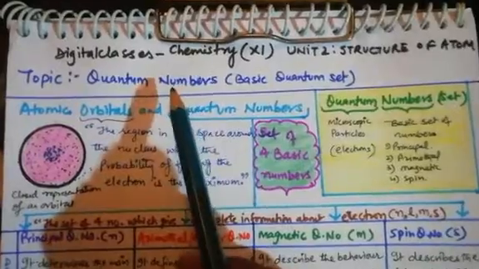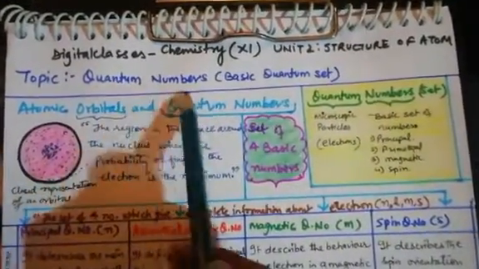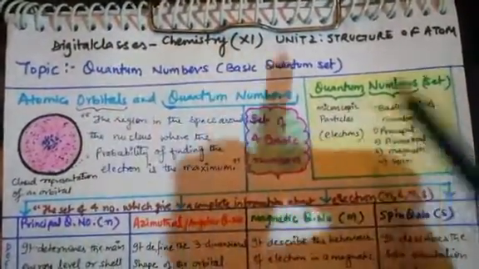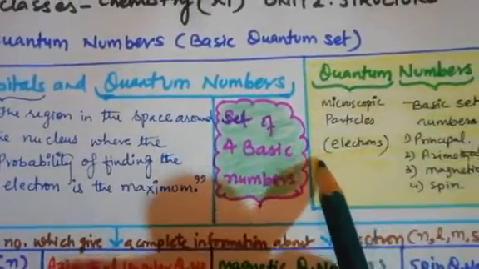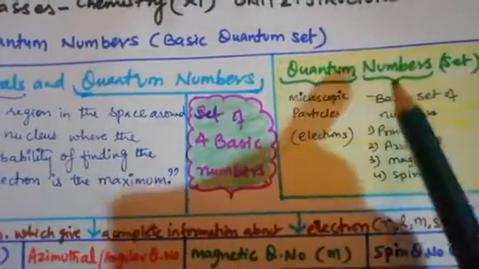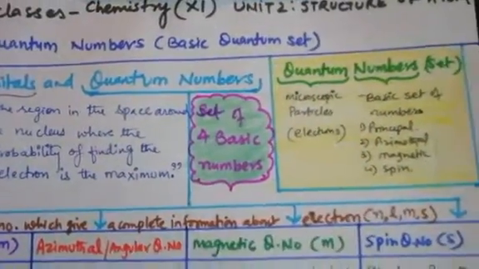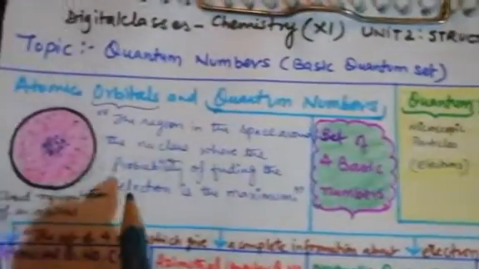Welcome dear students. This is the second part of today's topic, that is quantum numbers, the basic quantum set. Before starting, let's discuss the meaning of quantum number. Quantum is the microscopic particle, electrons, or you can say it is in the form of a wave, and the numbers we are setting in the set. There are four basic numbers under which we will talk about the quantum number set.